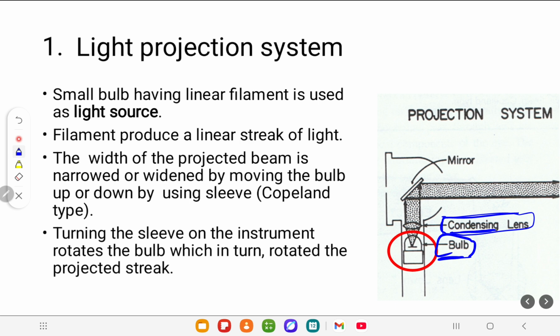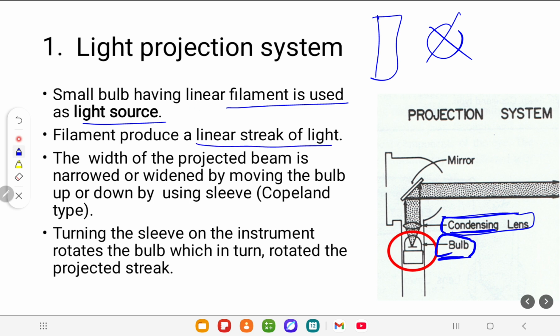Okay, see, a small bulb having a filament is used because we want a streak, we don't want a spot. That's why a linear filament is used. The filament produces a linear streak of light. That's what we need. The width of the projected beam is narrowed and widened by moving the bulb towards or away, up or down the sleeve. Okay, that's the coupling type.